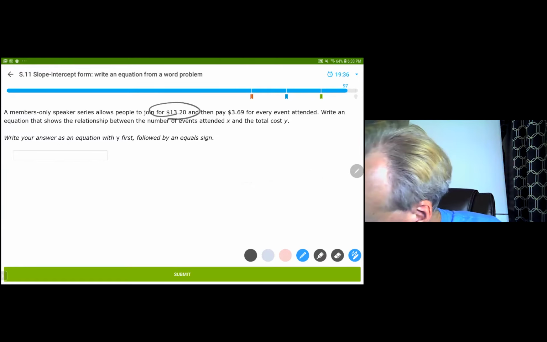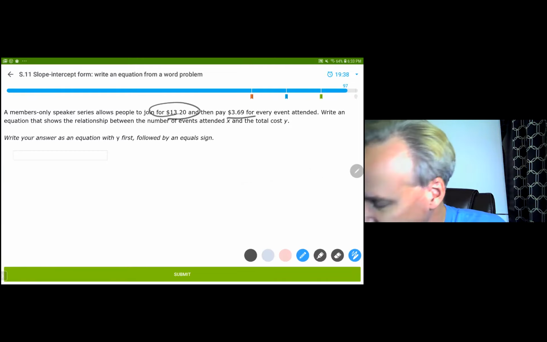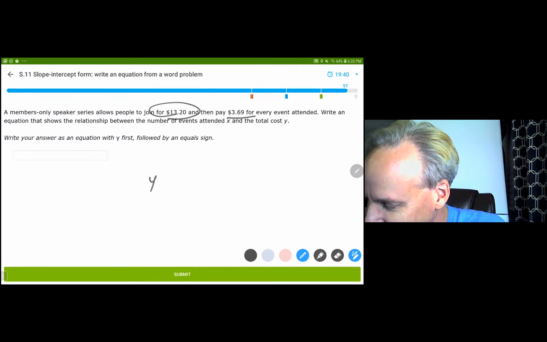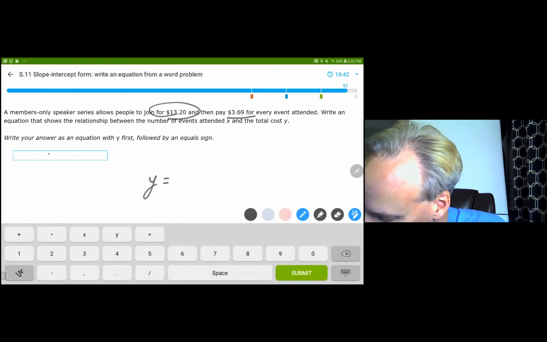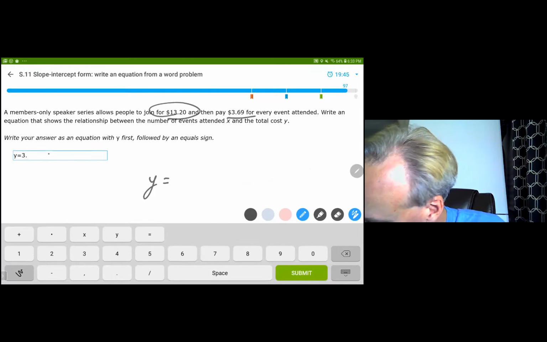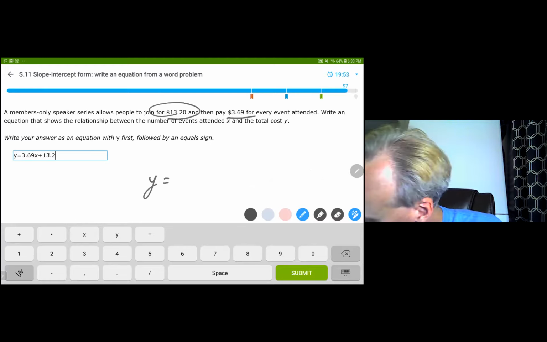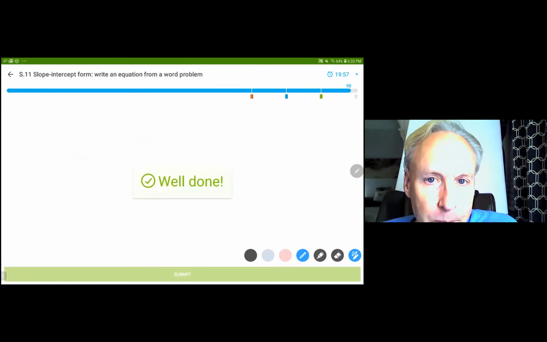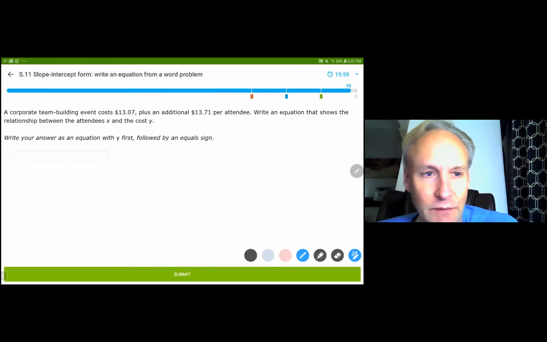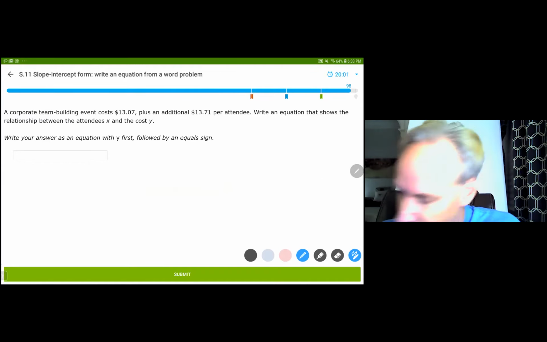Okay, so it's 1320, and then pay 369 for each event. So y equals 369 times the number of events you attend plus the initial fee of 1320. Looks good. And looks like we have maybe two more. They're really making me work for it.